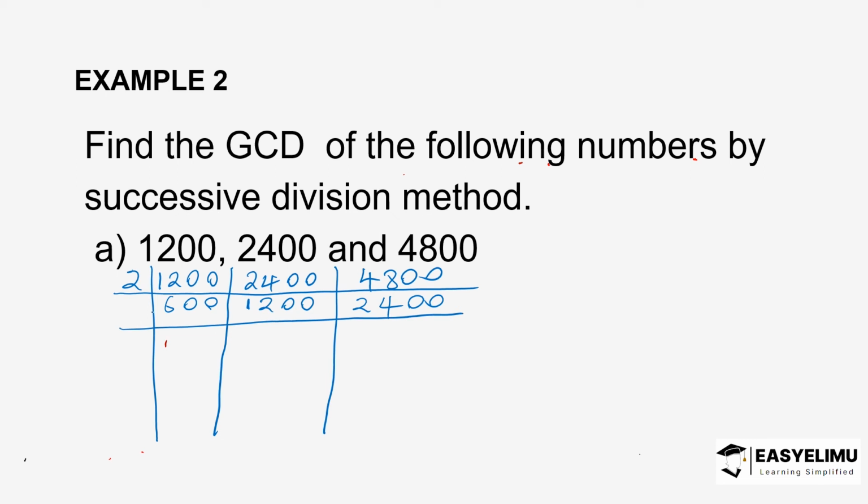All these are still divisible by 2. So 6 divided by 2 is 3, you add the 2 zeros. 12 divided by 2 is 6, you add the 2 zeros. 24 divided by 2 is 12, then you add the 2 zeros.